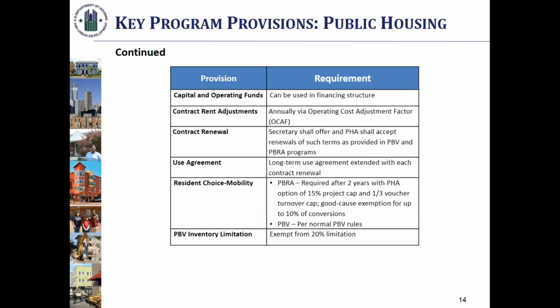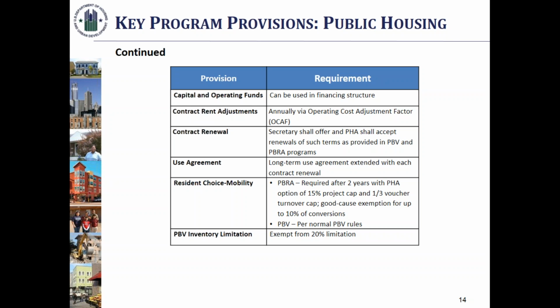For capital and operating funds, again, those are being used in the financing of the RAD conversion, but they'll no longer be receiving those once they convert through RAD. They'll be getting HAP contract payments. The HAP contracts are going to be OCAF'd. They have to have a long-term use agreement in place, and as I mentioned, the contract renewal is going to be on a 20-year basis. I talked about the choice of mobility and the PBV inventory.